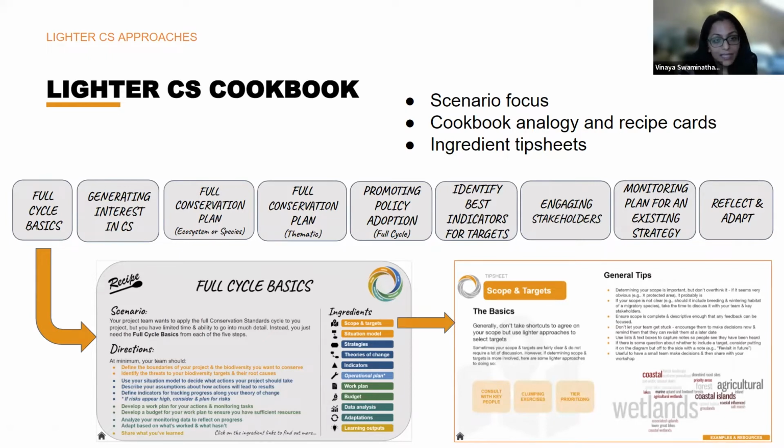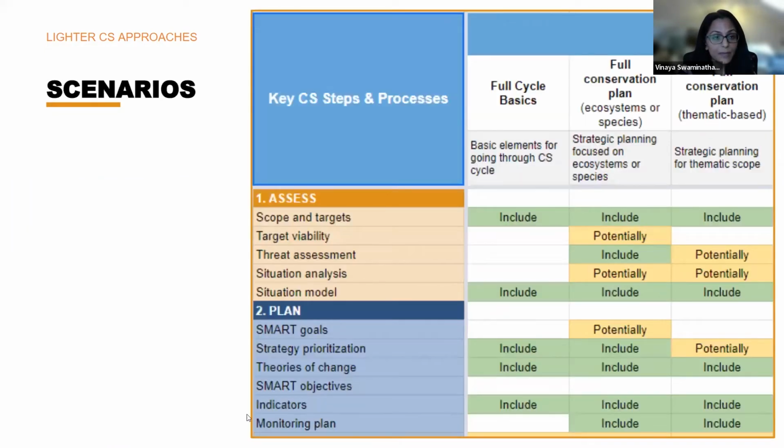And taking it a step further, you can see for each of those ingredients, we've developed tip sheets that go into a little bit more detail about that specific ingredient or that specific substep, where you walk through the basics of that substep, offer some different approaches for how to take a lighter approach for that substep, and also some general tips around that particular substep. So that was just a quick overview of those different components of our cookbook.